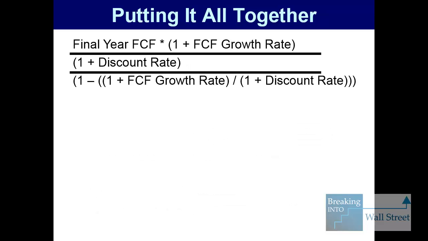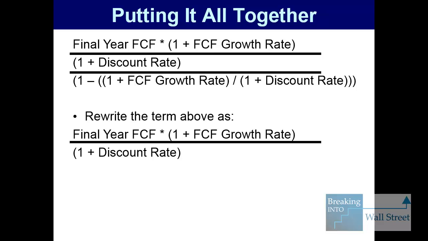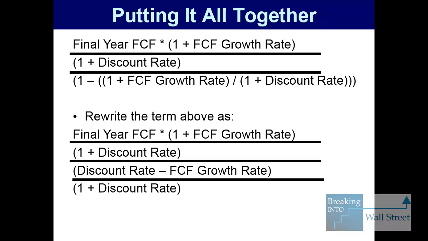So we're still working with this ugly looking term that I have here on the top of the screen. And now, because we just went through some algebra to rewrite the bottom part, you can rewrite this term as follows. Final year free cash flow times 1 plus the growth rate divided by 1 plus the discount rate. And then you can rewrite that whole bottom part as another fraction, discount rate minus the free cash flow growth rate over 1 plus the discount rate. So now you have a fraction that is comprised of multiple other fractions. You have one fraction on the top, and then you have another fraction on the bottom.